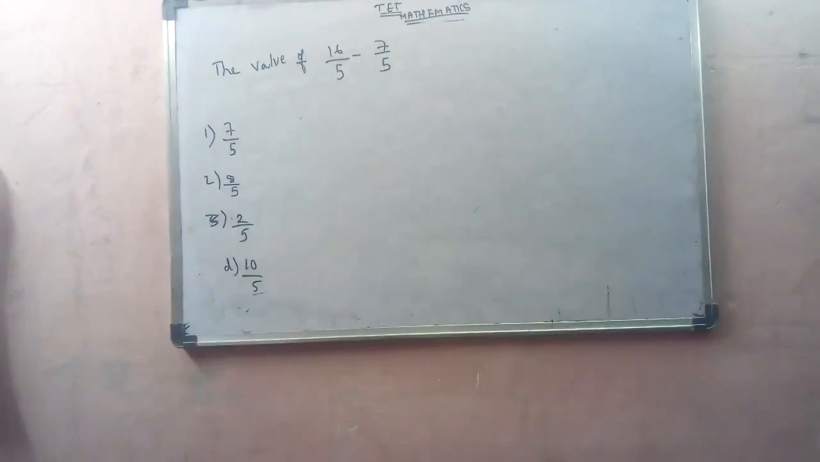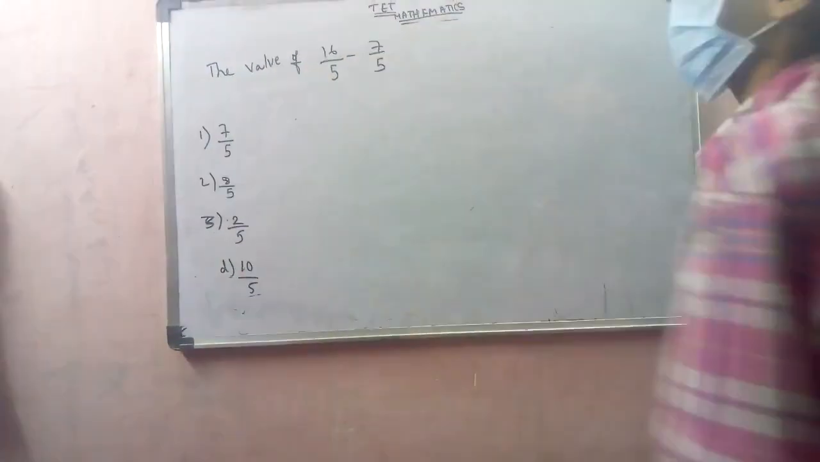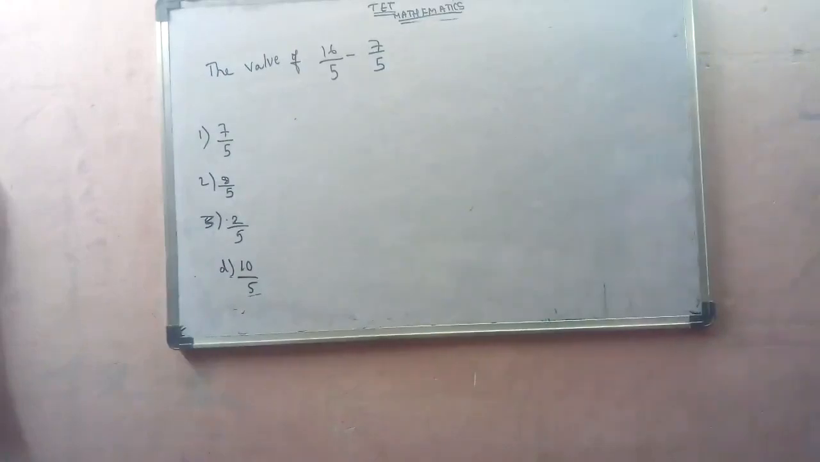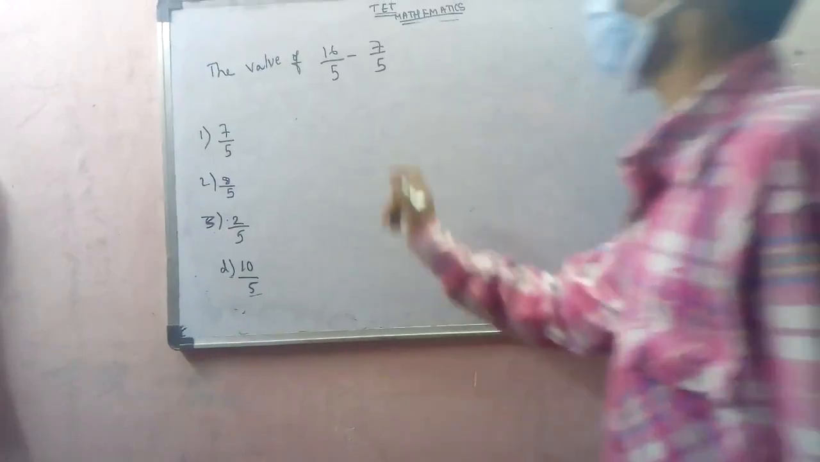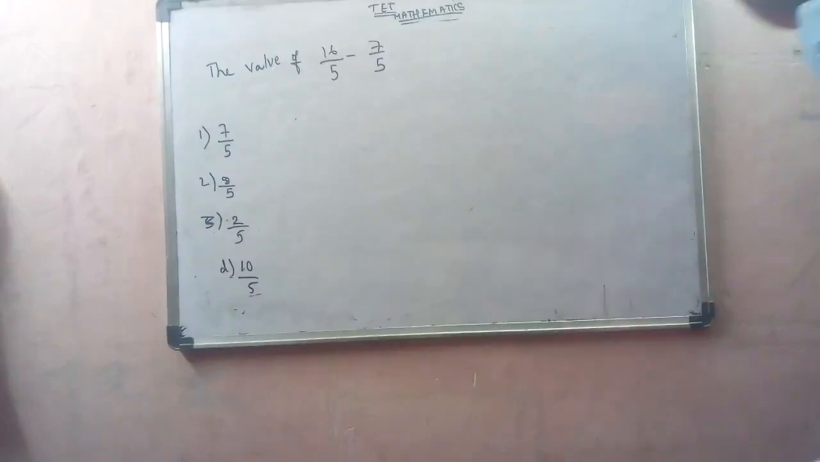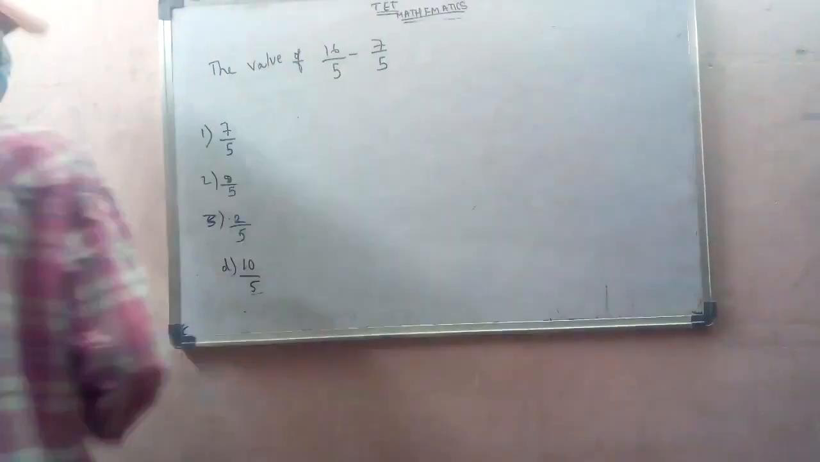So see here, the value of improper fraction minus proper fraction. Improper fraction minus improper fraction. So see here means the value of 16 by 5 minus 7 by 5. The value of 16 by 5 minus 7 by 5.